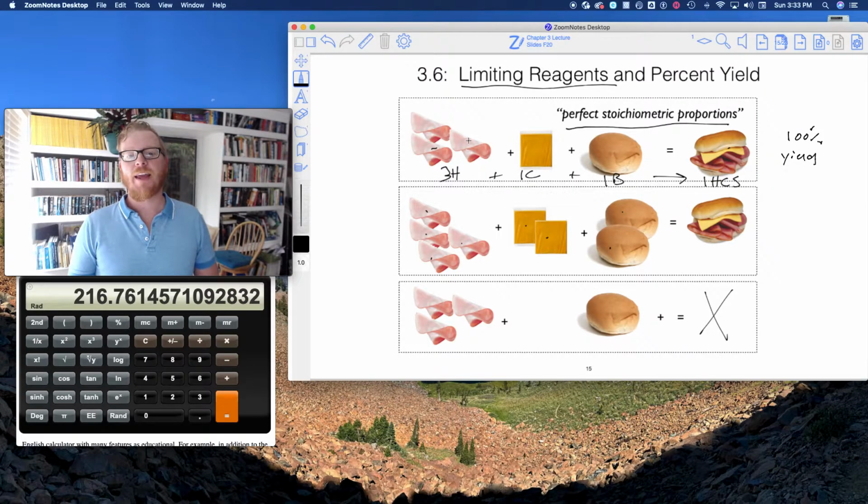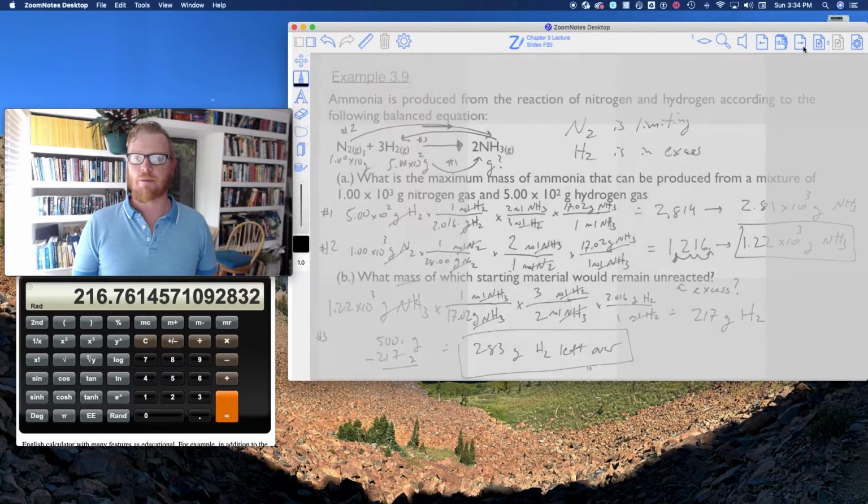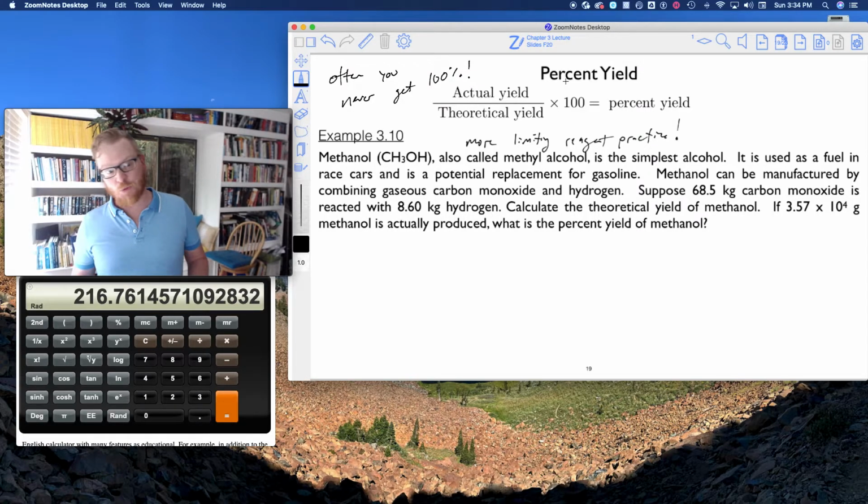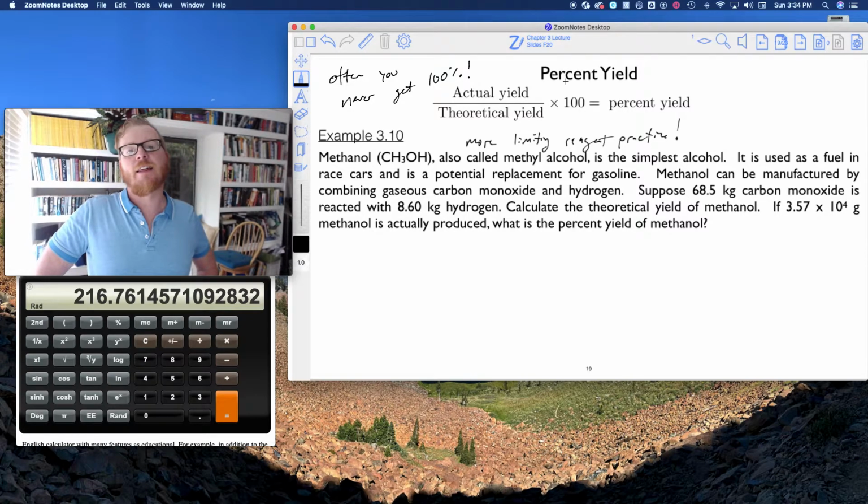But for example, let's say in the process of making this, somebody took a bite out of this thing before we were making it, it would obviously no longer be 100% yield because somebody consumed some of it, okay? So often in chemistry, we never get to 100% yield. You never get 100%. There are side reactions. There are impurities. There are other factors that lead to reactions not giving you 100%.